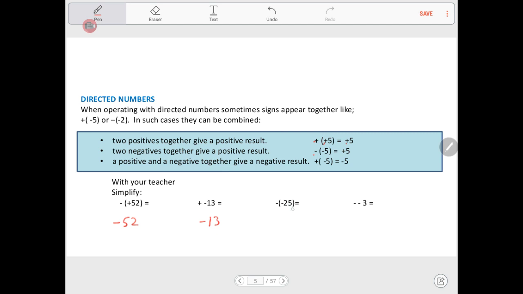Okay, this one, both signs are negative. That makes plus 25. I'm not going to bother putting the plus in front. If you did put it in front, that's okay. Won't lose any marks, but just writing the number 25 means positive. And this last one, positive 3.